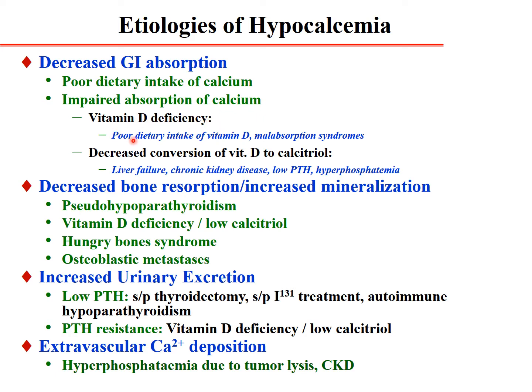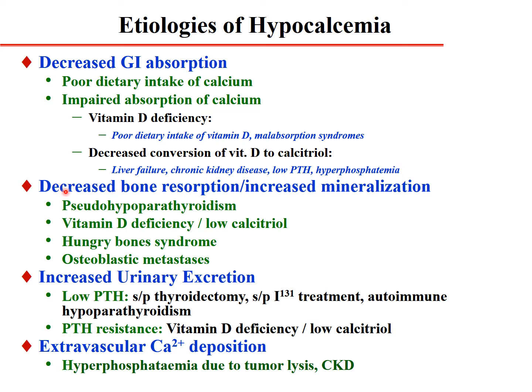If we do not have enough dietary intake of vitamin D, or we do have a malabsorption syndrome, or if we do have an internal problem, we do have a decreased conversion of vitamin D to the more active form of this called calcitriol. For example, that's happening in liver failure, chronic kidney diseases, or low PTH level, or hyperphosphatemia.